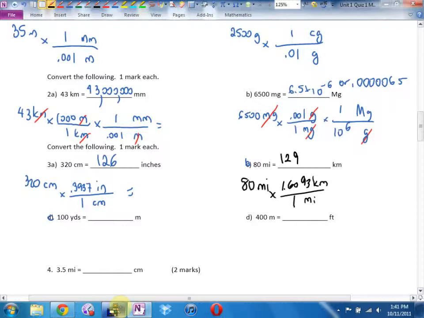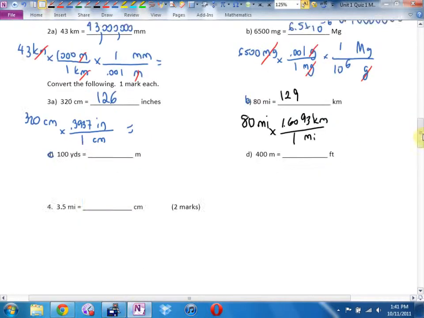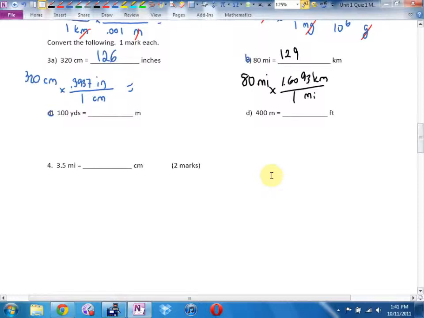100 yards is how many meters? C. It's going to be close to 100. Because this is a meter, this is a yard. Yard's about that much shorter. So 100 of those, it's going to be roughly 100 meters, not quite. Let's see. 100 yards, and I want to get rid of yards. Do I have a yards to meter?